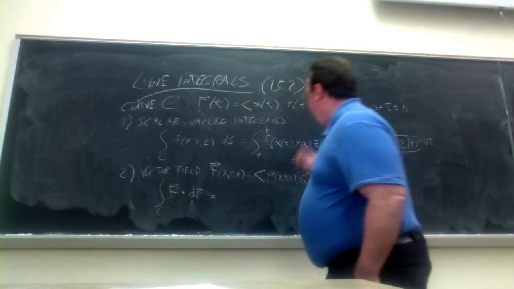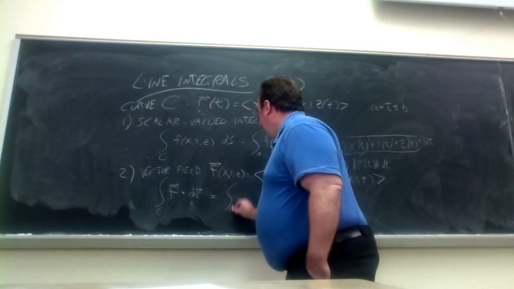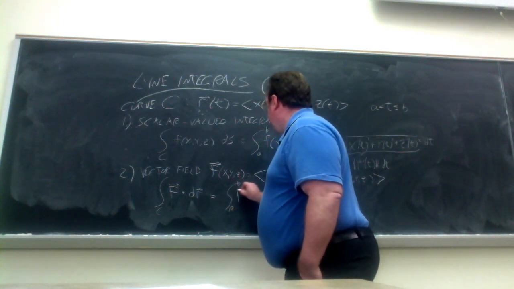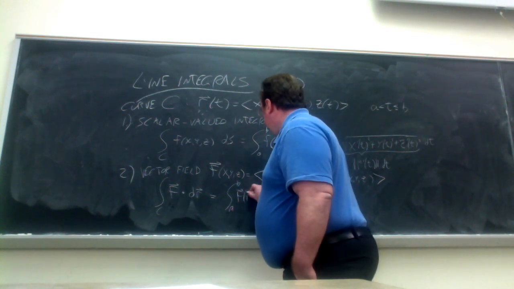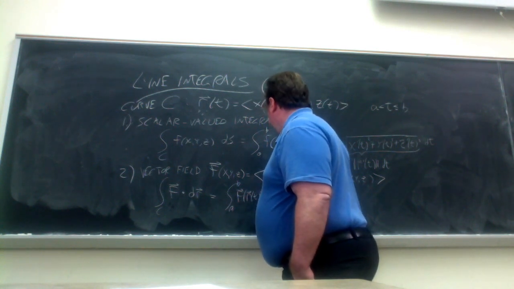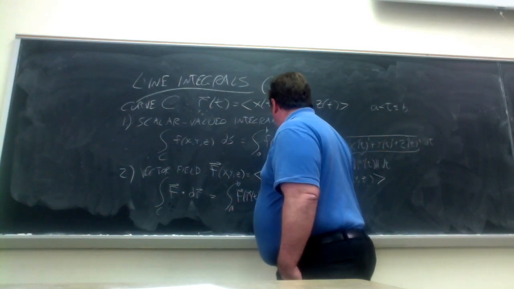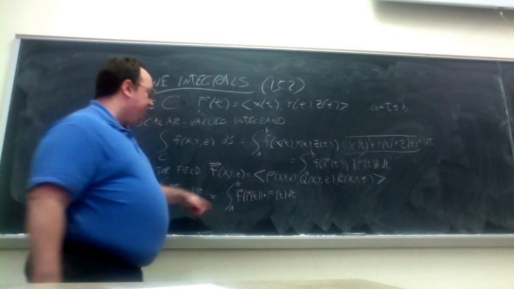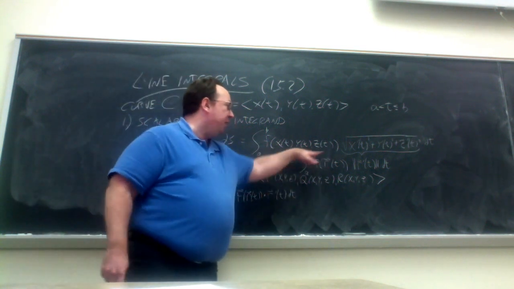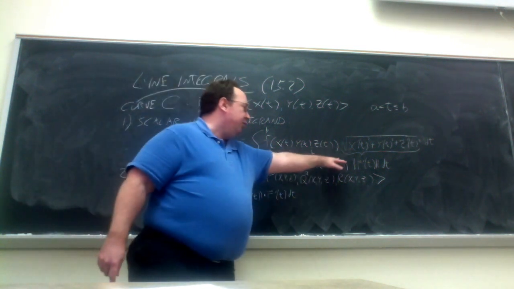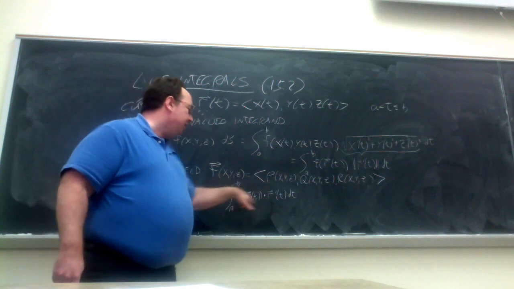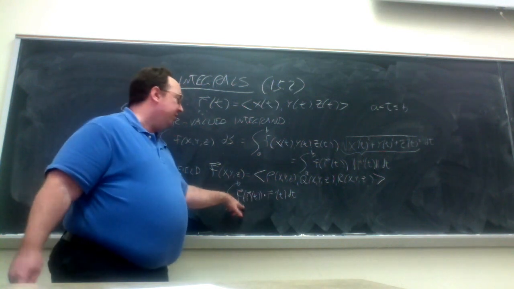And the integral you actually evaluate, first in vector form, is F of r of t, dot product with r prime of t. So you can see the difference between here and here. Here we're just multiplying scalars or numbers. Here we're taking the dot product because both of these are vectors.